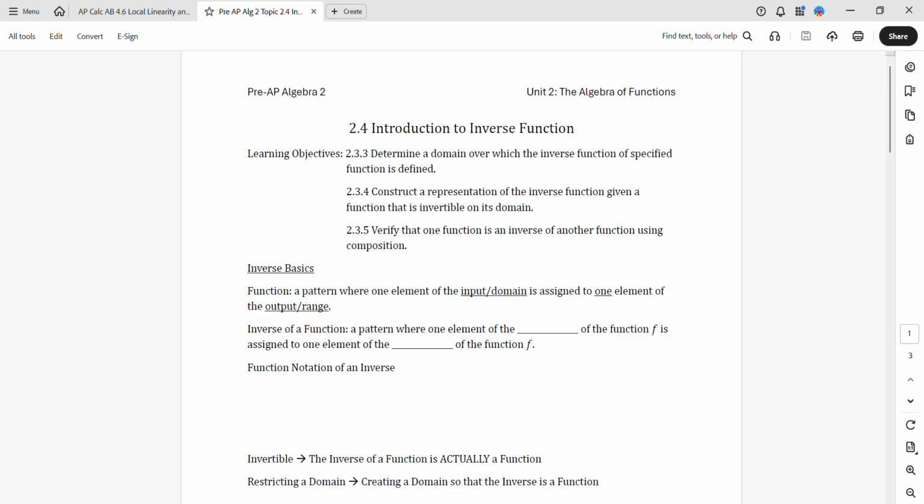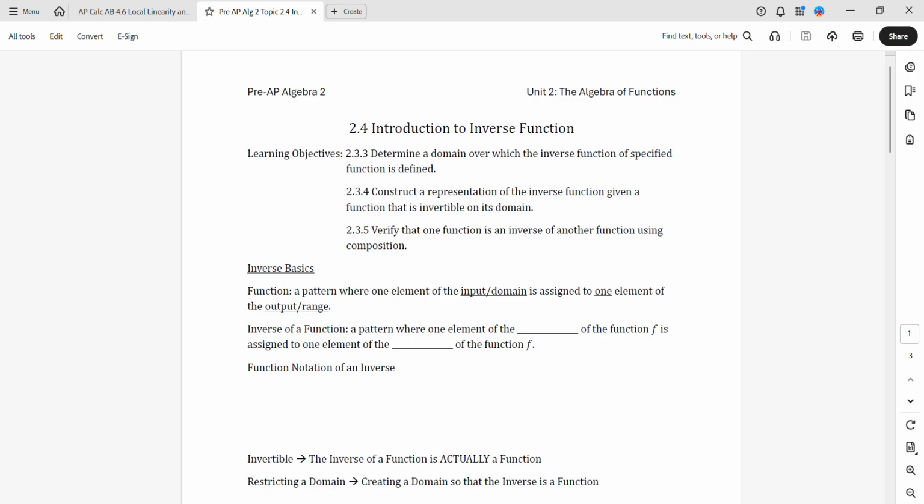So on Tuesday, you watched two videos talking about inverse functions. Inverse functions are one of those skills that we start working with a little bit more in Algebra 2, that we see in pre-calc, and we even do see uses of it in calculus. So there are three objectives that we're going to be tackling between today and tomorrow.